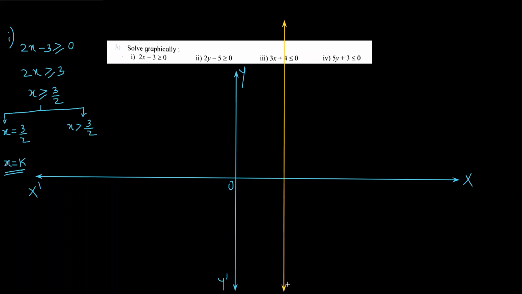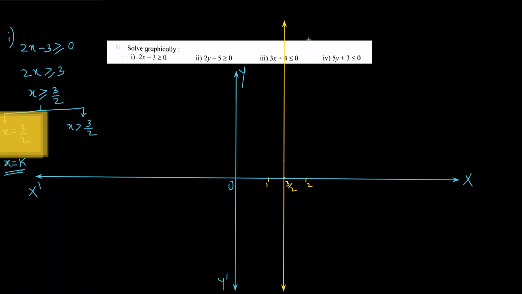See, this is x equals 3 by 2. Now, 3 by 2 is 1.5. So I take here 1, this is 2. So this is 1.5, this is 3 by 2. When you draw the line, basically you draw all the points which are satisfied by this equation.